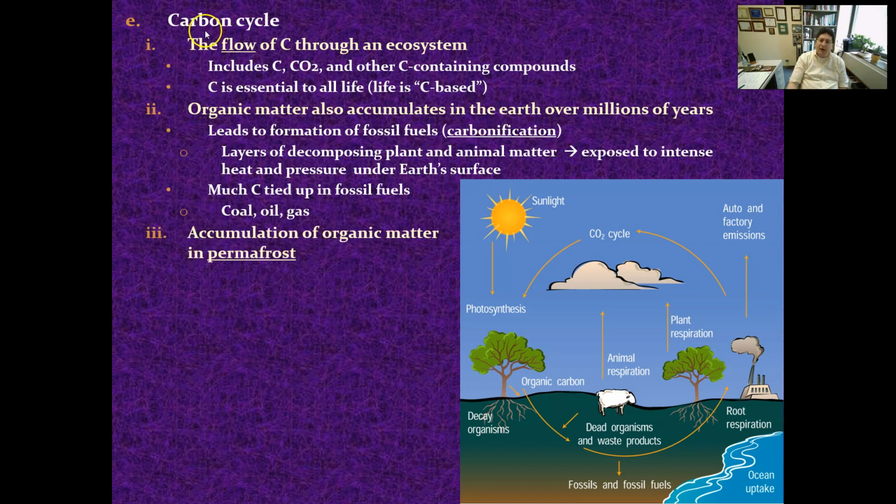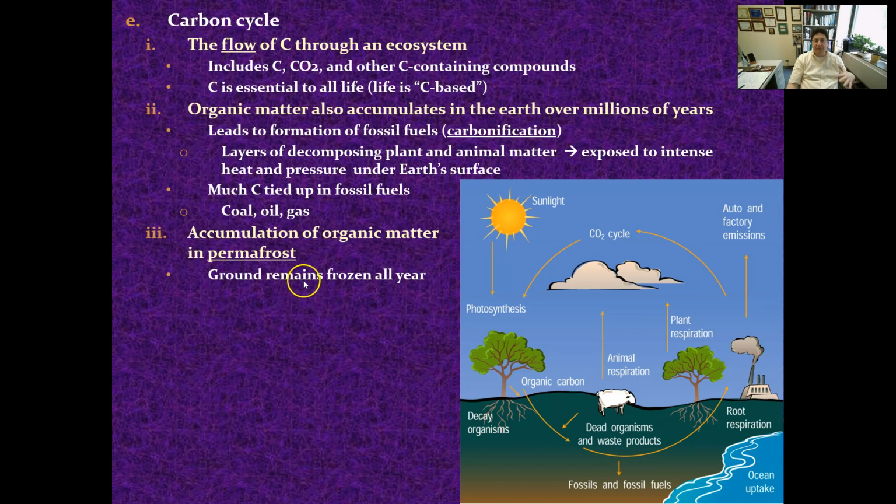Now, another area where carbon can accumulate is in permafrost. So we also have accumulation of organic matter in permafrost. Permafrost is ground that remains frozen all year. This is primarily found in northern climates, so toward the North Pole, okay?